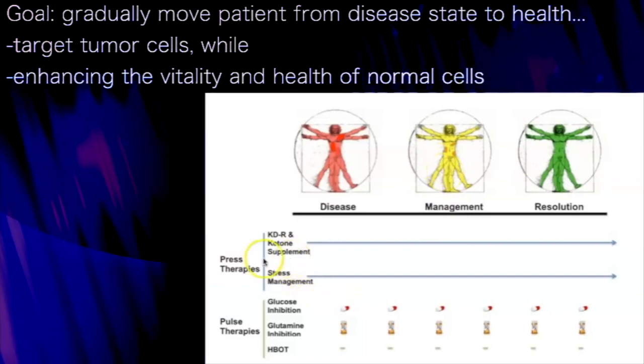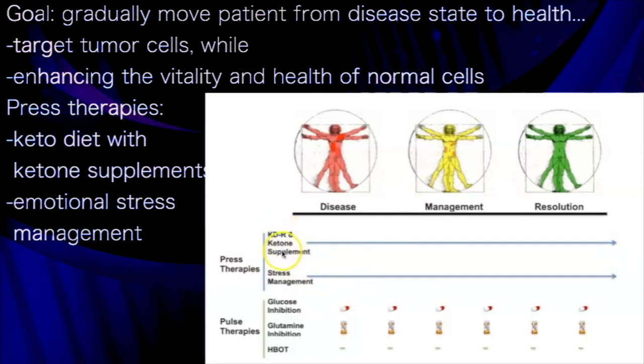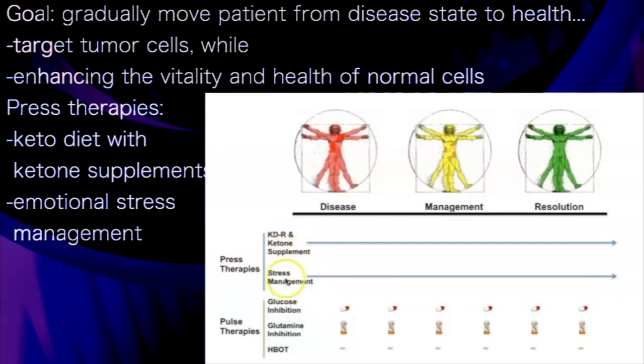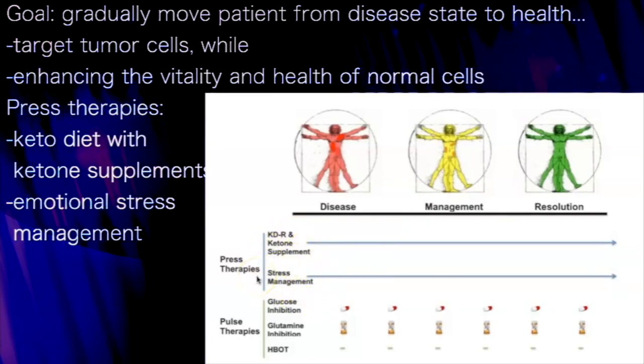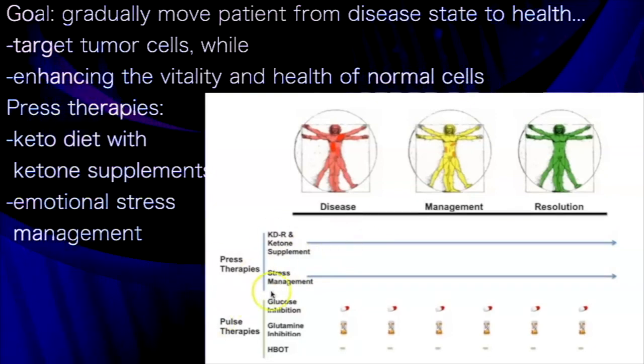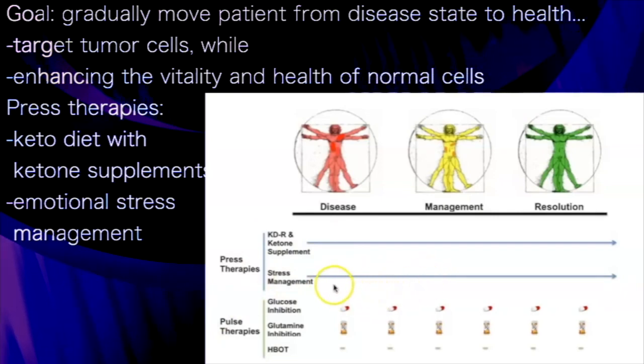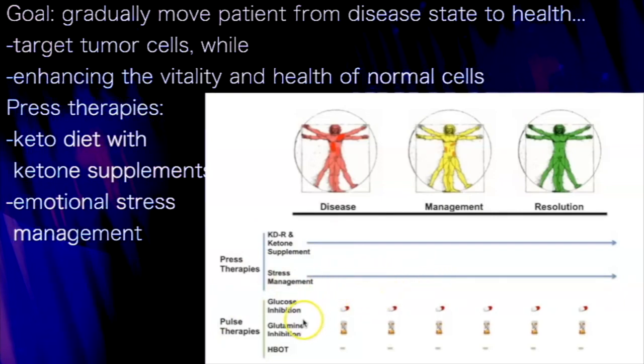So certain press therapies include ketogenic metabolic therapy using restricted ketogenic diets and ketone supplements. Stress management: emotional stress and anxiety contribute to elevated blood sugar. So we do stress management therapies to lower anxiety and blood sugar, through reducing corticosteroid elevation.